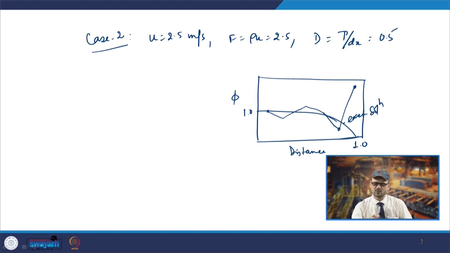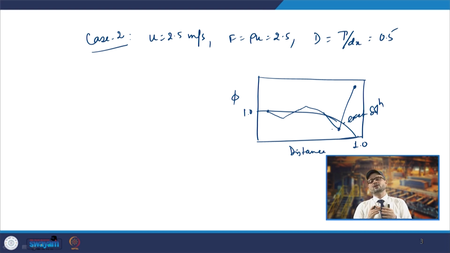So, there is oscillation in these results, and this result is showing that when you have a convection dominated flow, the central differencing scheme is not able to predict properly because of the flow. So, there is an inability of the central differencing scheme to predict the flow in that case.